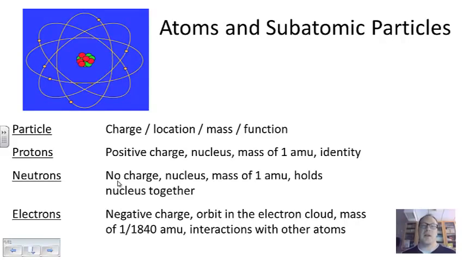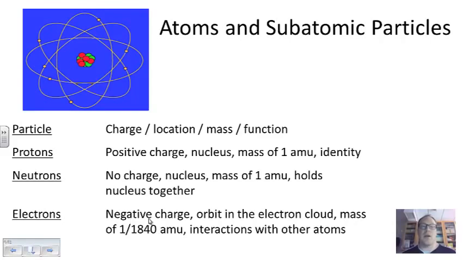Neutrons are subatomic particles that have no charge. They are also found, like the protons, in the nucleus. They also have a mass of 1 atomic mass unit, and their function seems to be to lend stability to the nucleus and hold the nucleus together. In some instances, if you don't have the right number of protons and neutrons combined, the nucleus seems to be unstable, and when you have atoms that have an unstable nucleus, that results in something called radioactivity, which is something we will study later on this year.